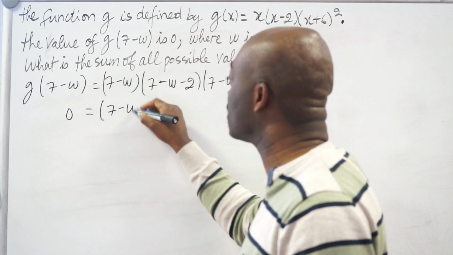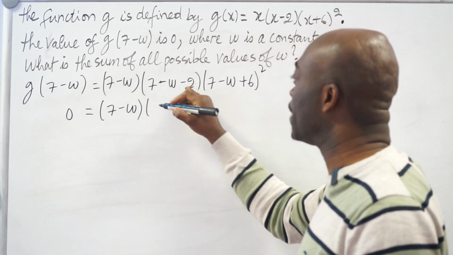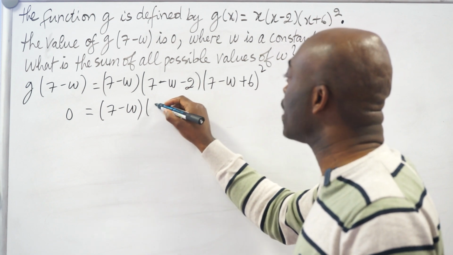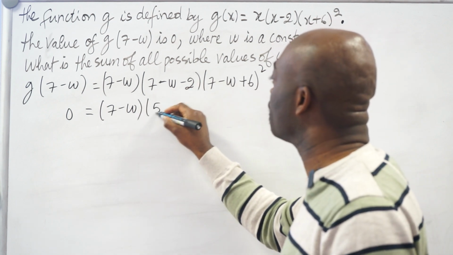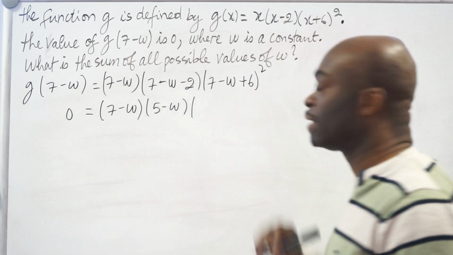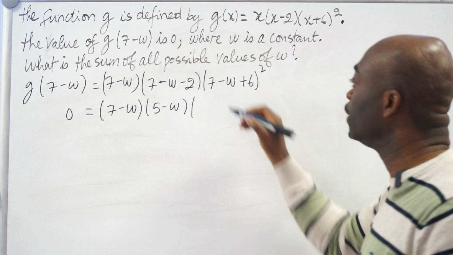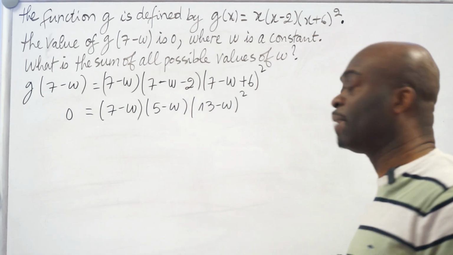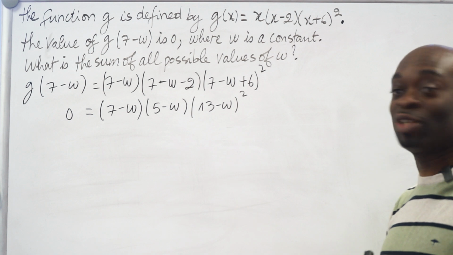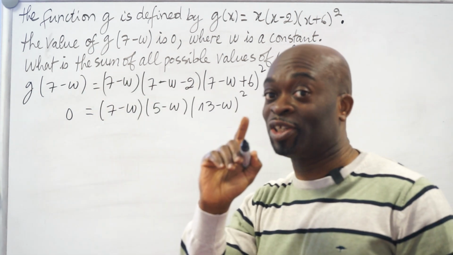So we have 7 minus w. And then what's happening? 7 minus w minus 2. So that would give us 7 minus 2, correct? So that would be 5 minus w. And then what else? Here, 7 plus 6, which is 13. So we have 13 minus w to the second power. Interesting problem, correct?